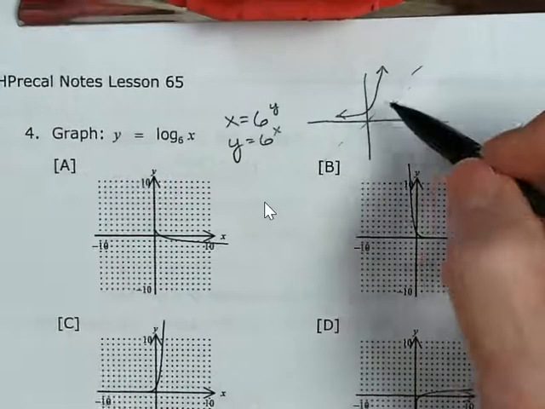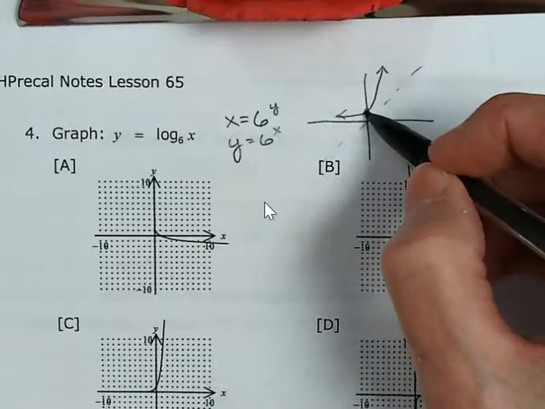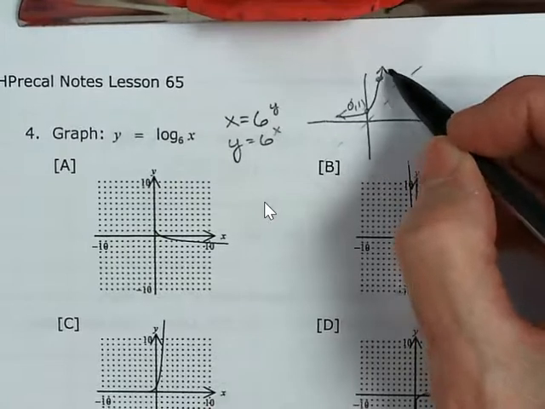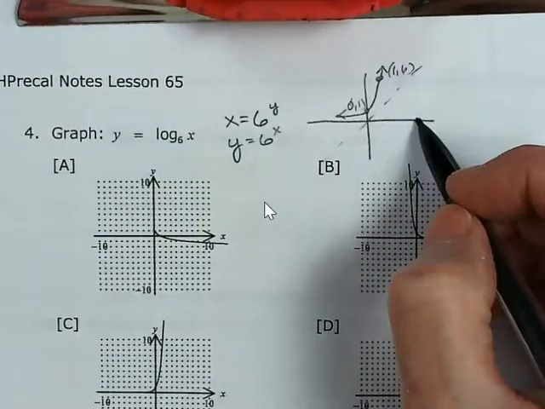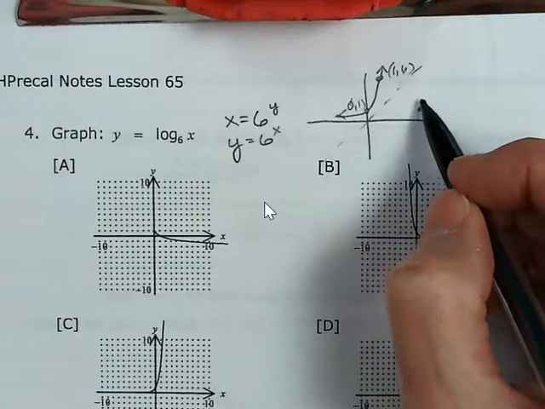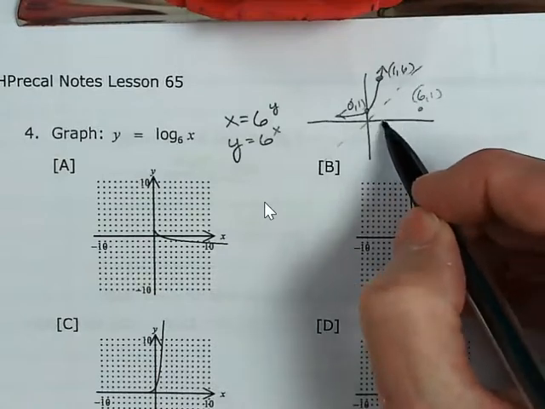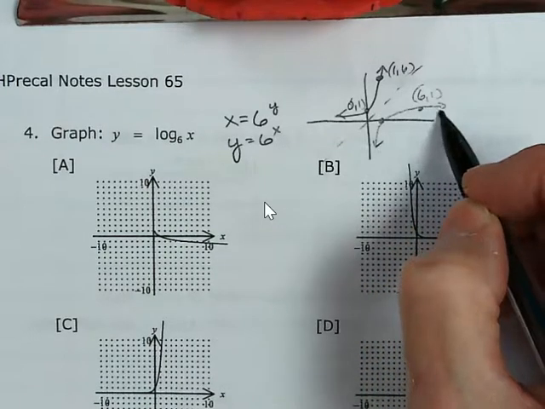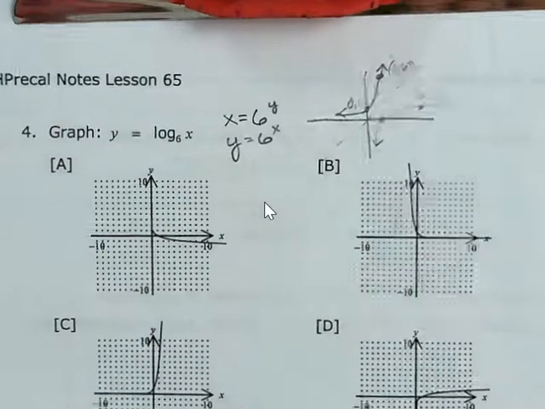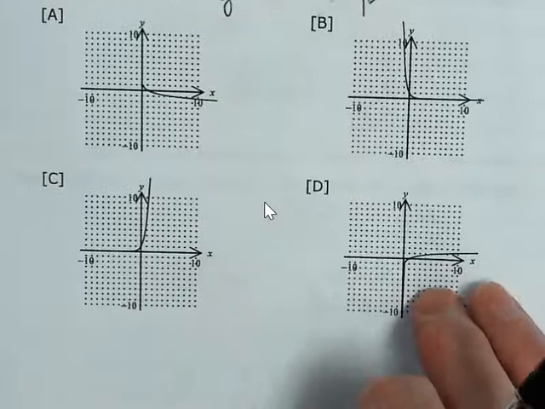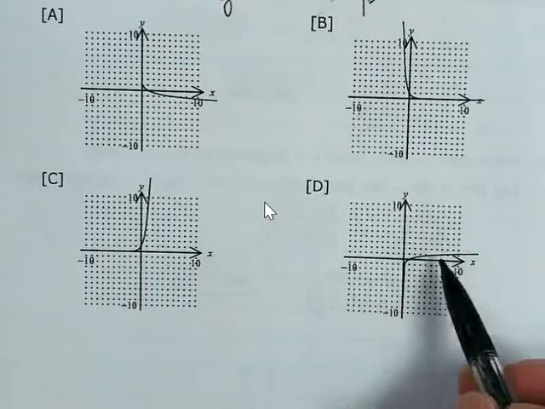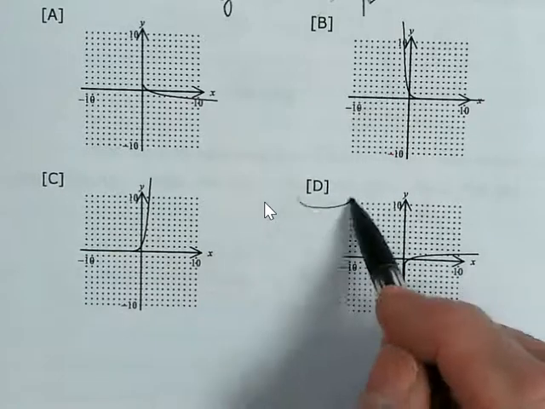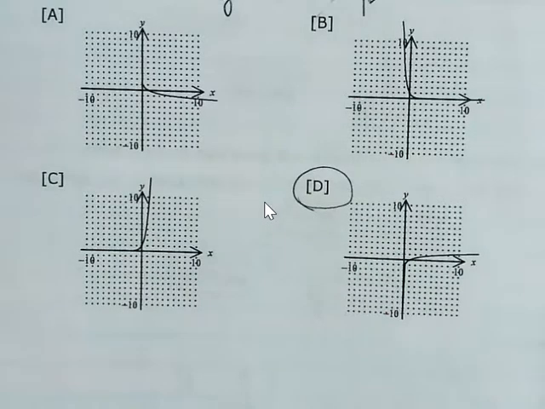Now, the points are going to be 0, 1. At 0, you get a 1. At 1, you get a 6. So I'm looking for points like 6, 1 and 1, 0. So it's going to look like this, right? It'll be lower down here. So this is the one that looks like that, because it's got to be pretty low to get to 6, 1, right? So your answer is D. I hope that was helpful.